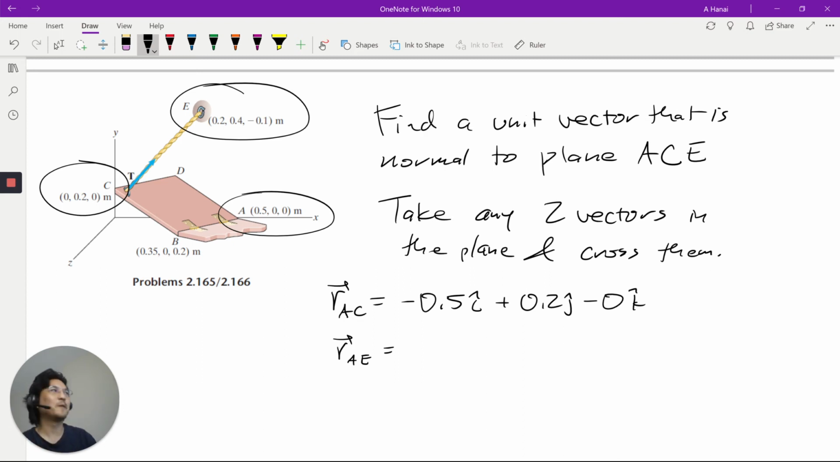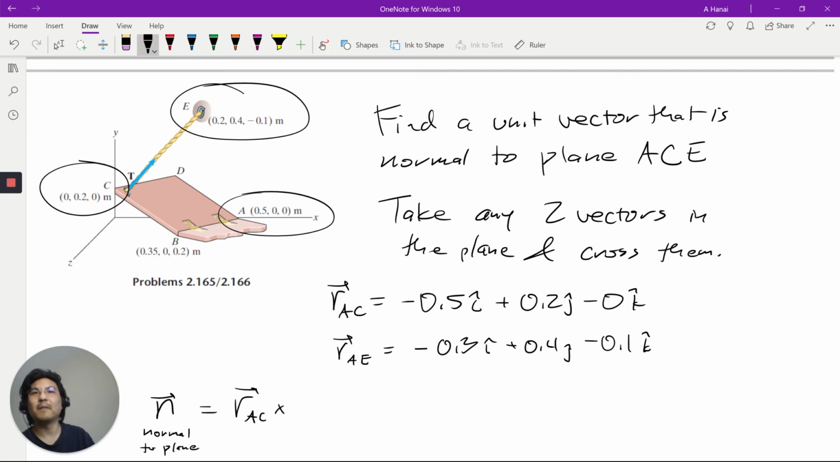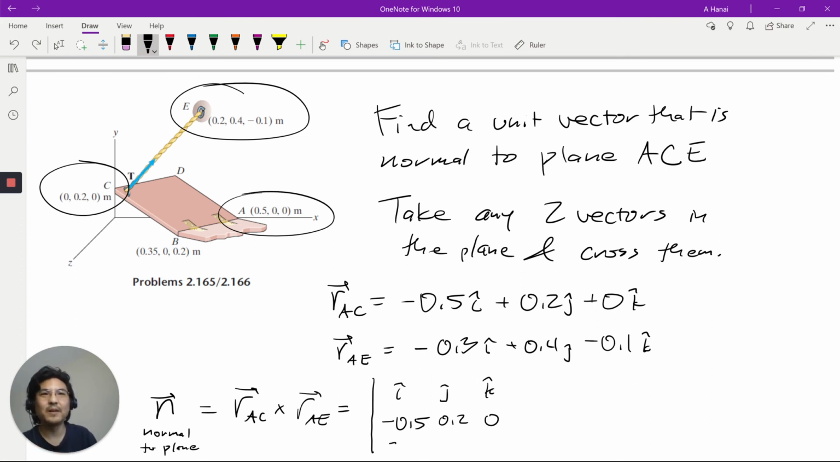Right, so 0.2 minus 0.5, 0.2 minus 0.5, 0.4 minus 0, and then negative 0.1 minus 0. Right, so then if we want some vector normal, I'll just call it n for normal. Just cross these two vectors, right? So you set up the determinant like this. And then this vector goes here, and then this vector goes here. Okay, and then you just do this determinant whichever way you prefer.